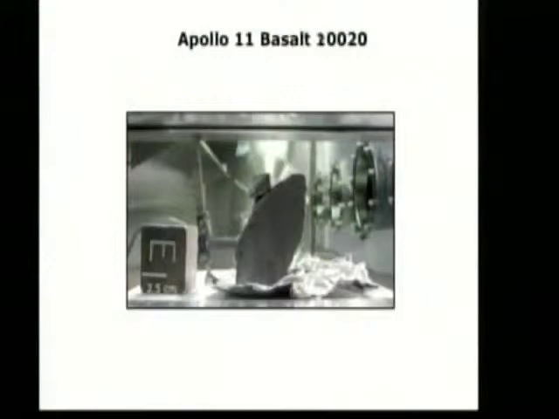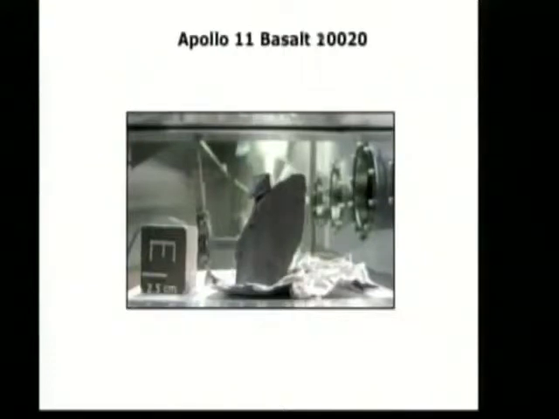So the second sample we measured is an Apollo 11 sample. This is 10020. That's actually a picture of it at Johnson Space Center in a nitrogen cabinet there. So you see these discs on the right there. You basically handle these things with a glove box.